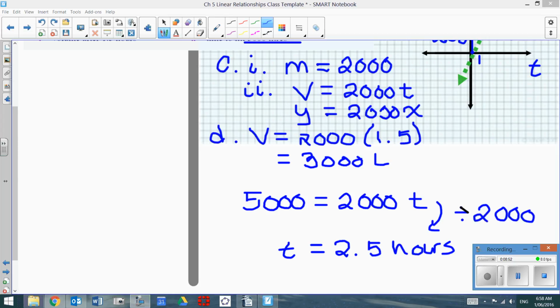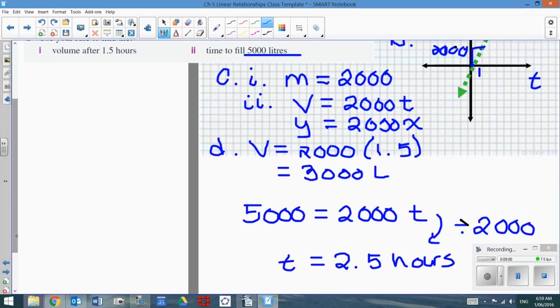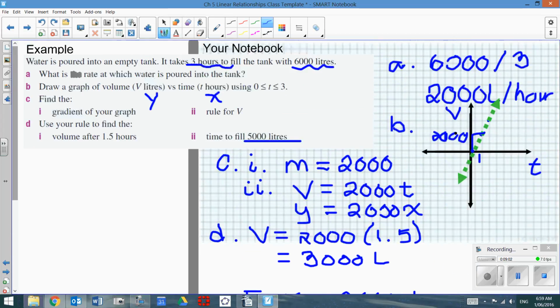So just thinking back through, we really are just setting up a linear equation. So y is equal to a gradient times x, your input, and we're just relating it to whatever the situation is that's given to us.